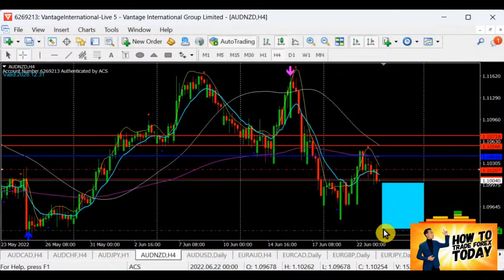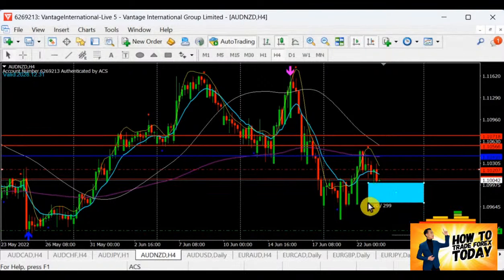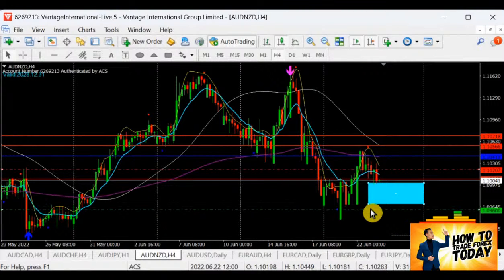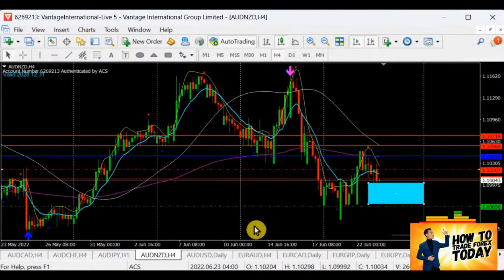Tentatively it is until here, so about 30 pips. I guess this shall be the nearest support over at this point. So let's pay attention to this.